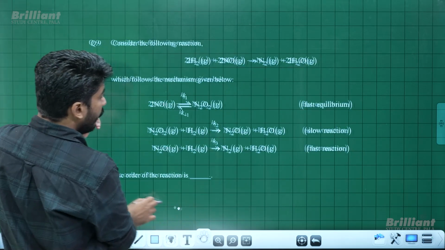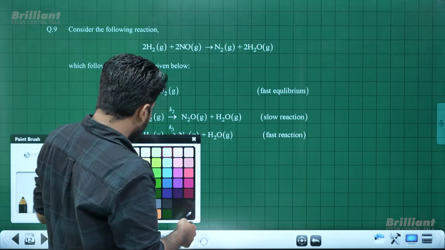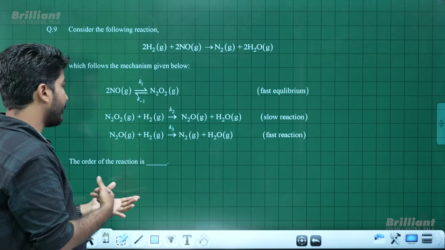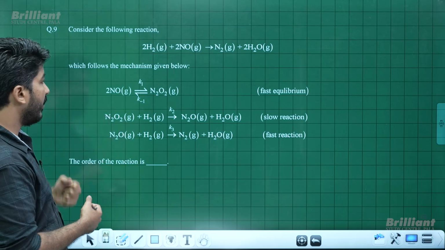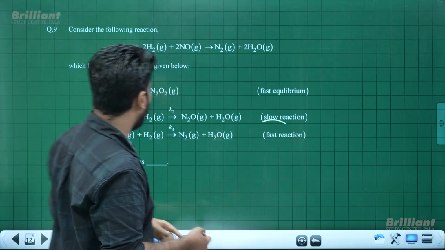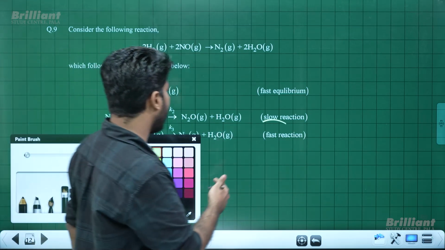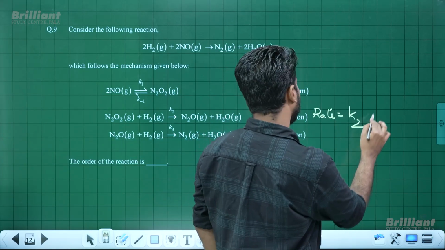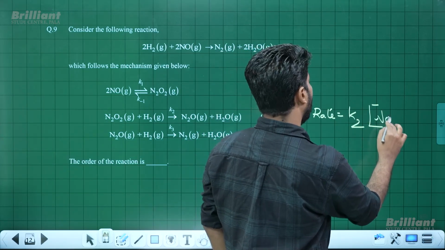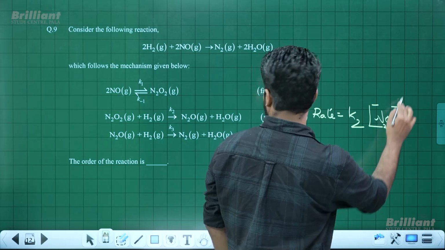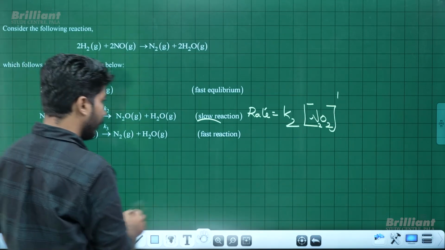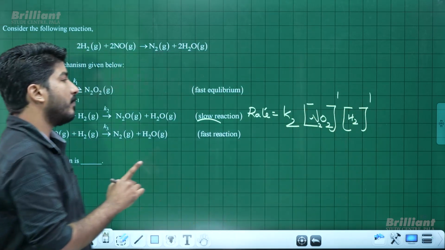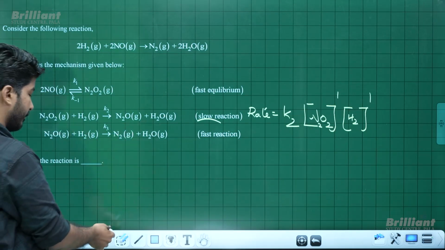So now let's quickly go to the slowest step of the reaction, which will give us the rate law. The slowest step is step 2 in this reaction, and for that elementary step we can write the rate as equal to its constant k2 into the concentration of N2O2 raised to 1 and into the concentration of hydrogen raised to 1. So that is the rate law for the second step.